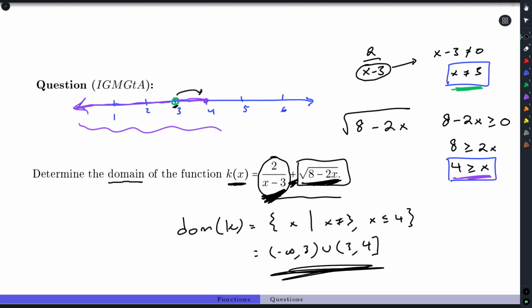So I would probably prefer that as my answer. Nice interval notation there for all the x's that make k work. But there we go. There's our final answer.